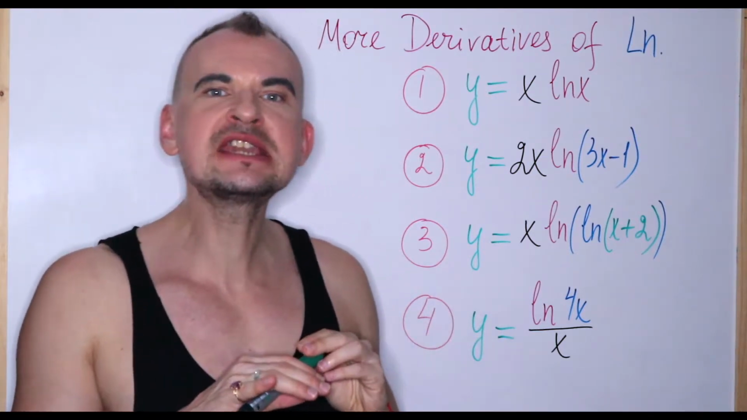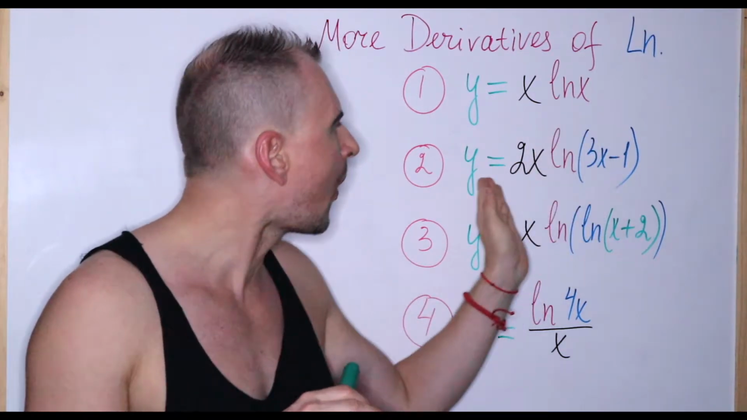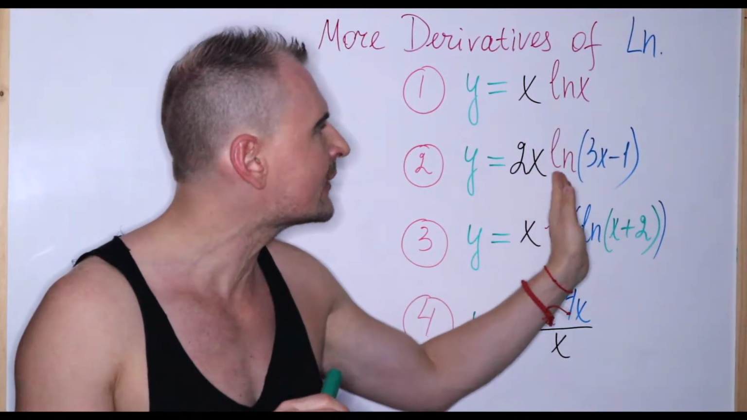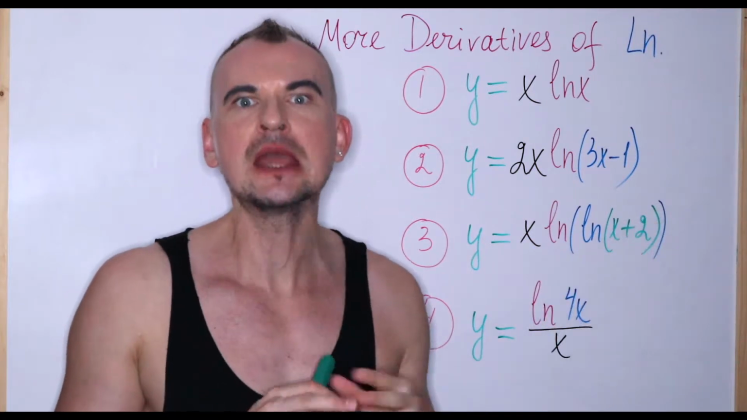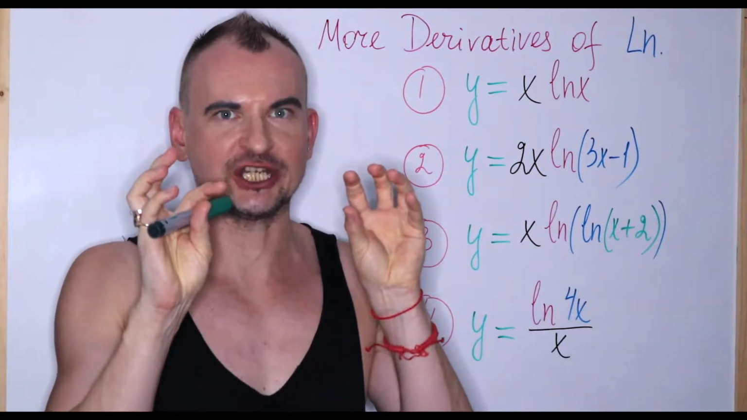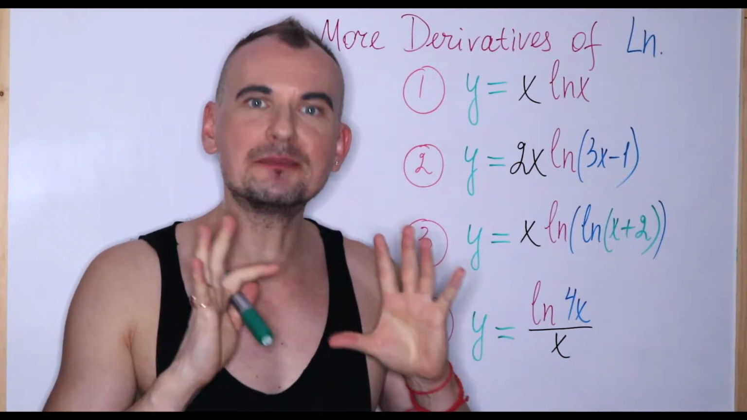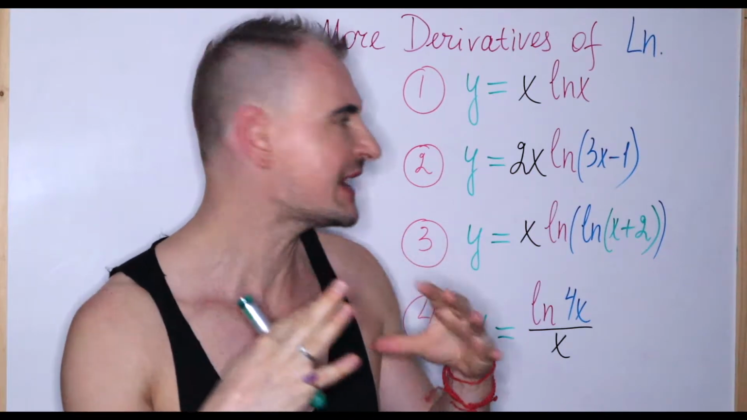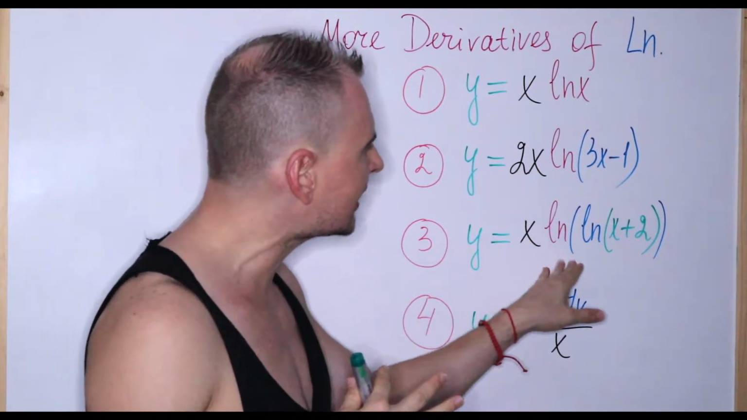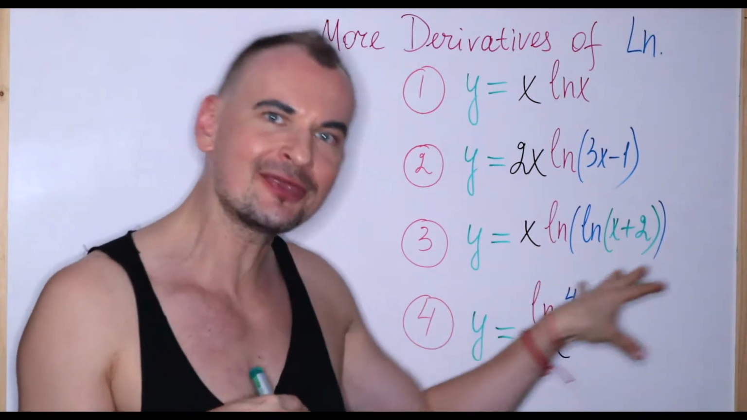What if you are given something like x times ln of x, or let's say 2x times ln of 3x minus 1? You are given actually a product of two functions, and you need to take the derivative of this. Or it might look more scary and complicated, something like x ln of x plus 2. So how to handle this one?